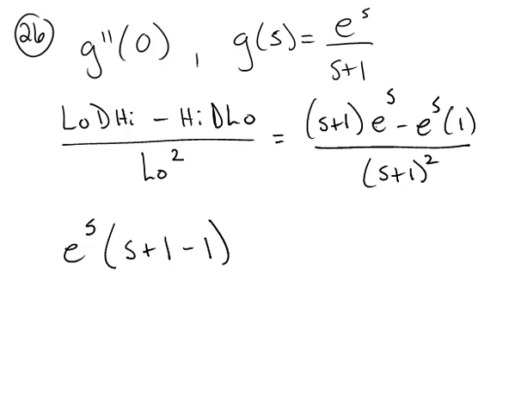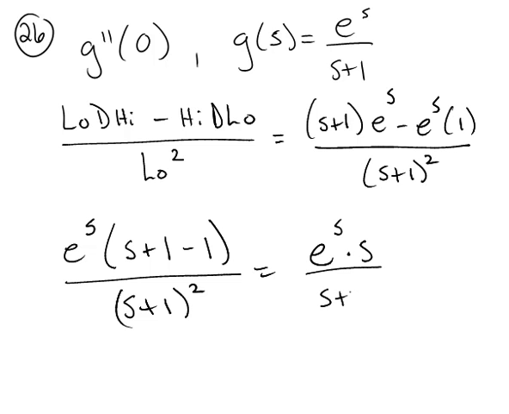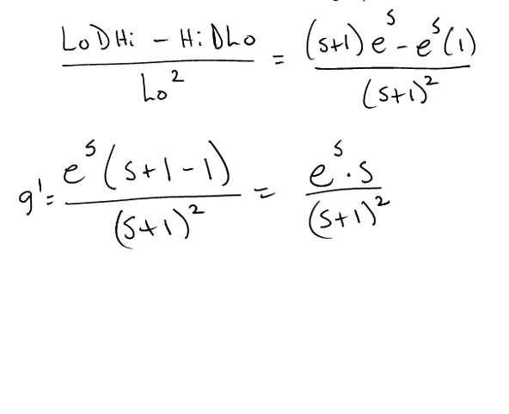Because you could think of it this way, e to the s times s plus e to the s, but then minus the e to the s. So this just cleans up to be e to the s times s over s plus 1 squared. That's our first derivative.